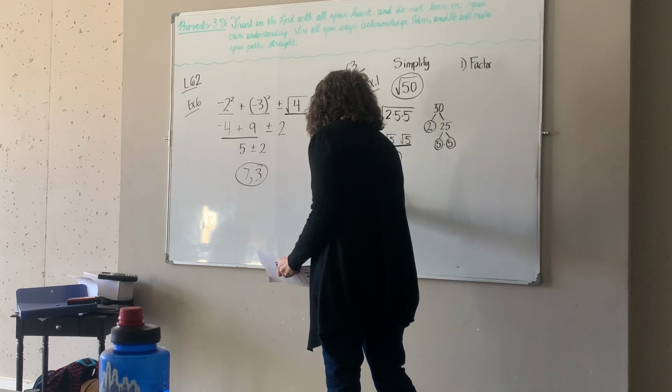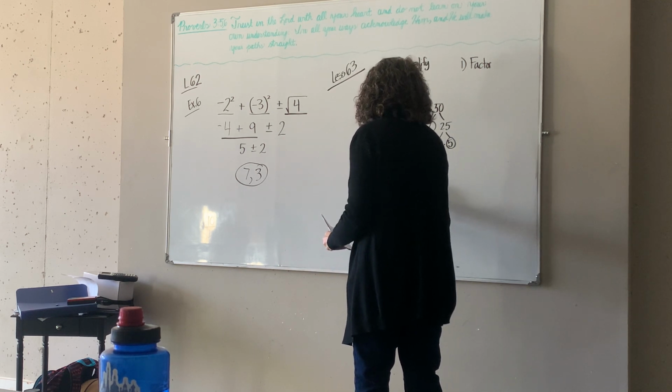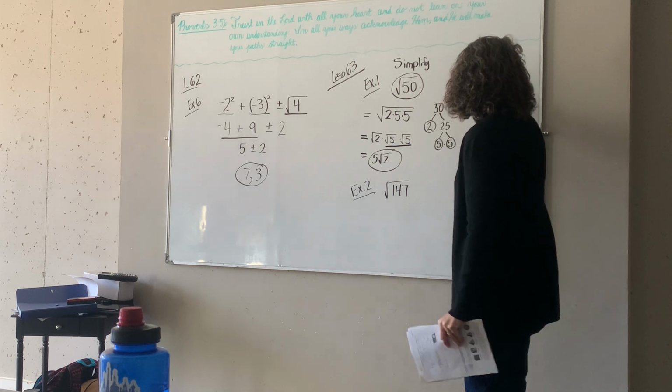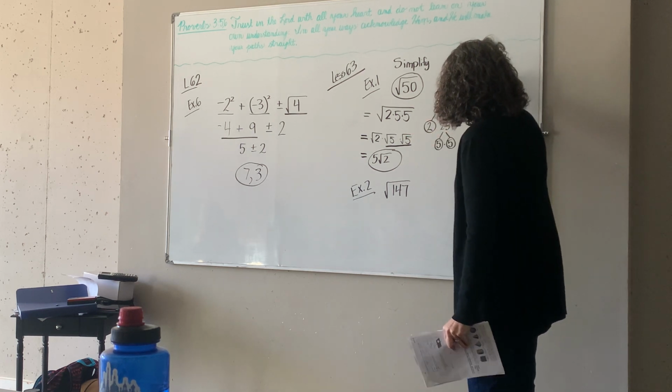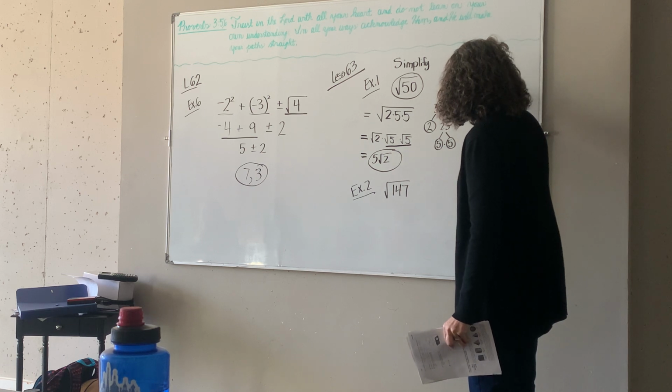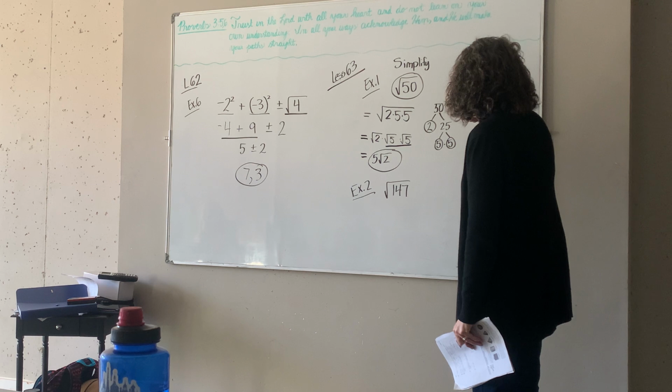Here's one that you can try to do on your own, and then I'll do it up here. Example 2 is the square root of 147. So you're going to start by factoring it, okay, and then you're going to... I don't know how I didn't even write that as a step. How would you say that? Factor it.